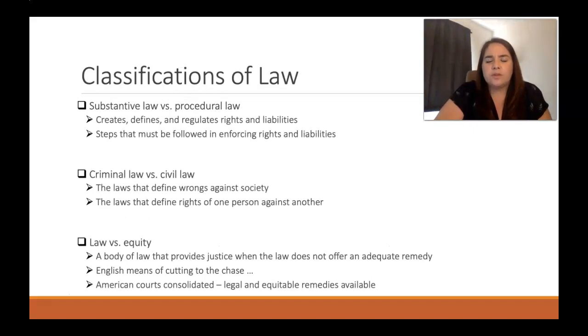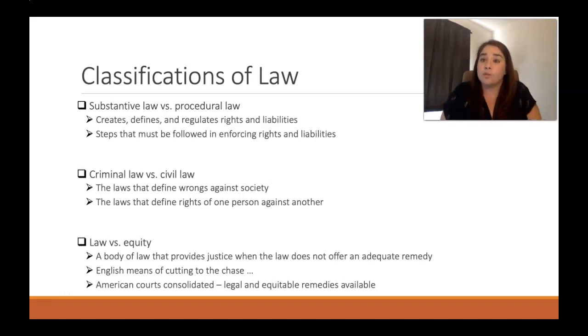This page really just gives you some clarifications and definitions. So when we talk about substantive versus procedural law, what we're really talking about is how somebody has to be brought to court versus what they're being brought to court for. Procedural is how you get there. Substantive is what you're talking about, the meat of the situation.